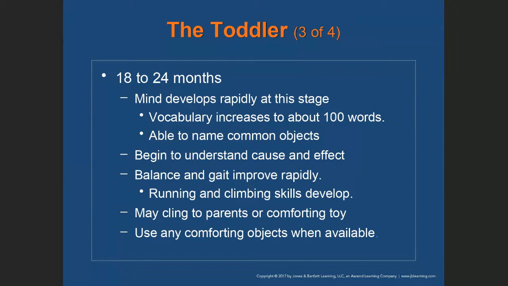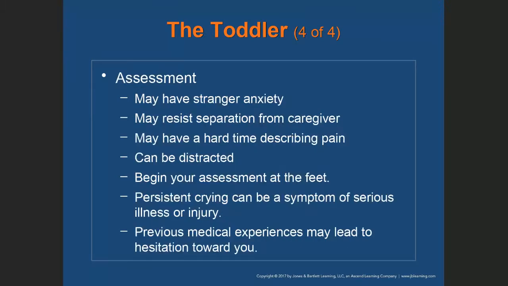Running and climbing skills develop. They may cling to parents or a comforting toy. Use any comforting objects when available. Now, your assessment of the toddler. They may have stranger anxiety. They may resist separation from the caregiver. They may have a hard time giving a description of pain.